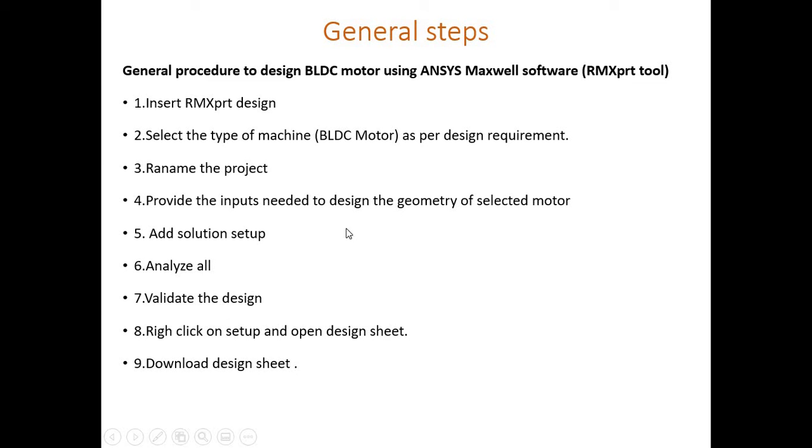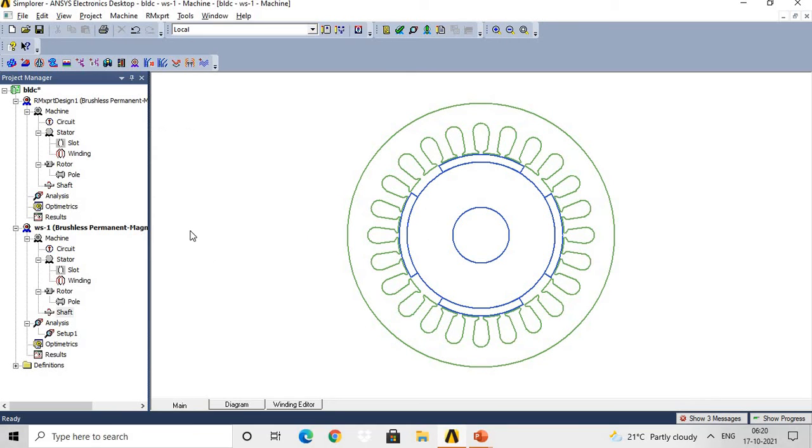Then what is the next step? Add solution setup. So till now we have prepared the geometry of the motor, according to which this diagram is available, in which there are stator slots, then stator winding, then rotor is available, shaft we have unchecked. So this is the geometry of the motor. Now what is the next step?